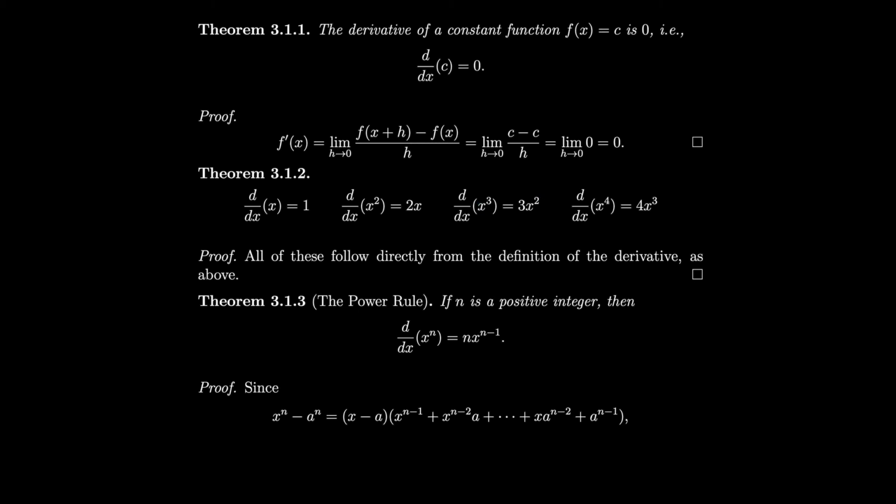Okay, so let's do this proof. You might recall that you can expand binomials of the form x to the n minus a to the n by factoring out x minus a, and then everything left inside is 1 power lower. So we take out one of the x's. We have x to the n minus 1 plus x to the n minus 2 times a, and so on.